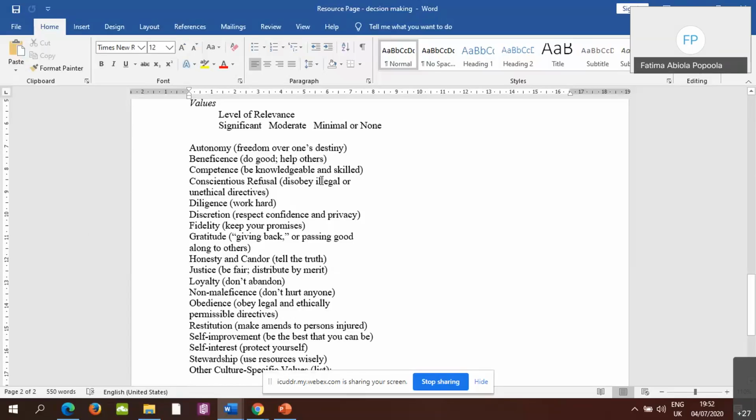What do others think? There's conscientious refusal, right? Because of the word refusal there, and then there's also the value of discretion, about respect of confidence and privacy. And then there's another value about fidelity, or honesty. Right? So I want to hear what others think about conscientious refusal. Does it apply here?